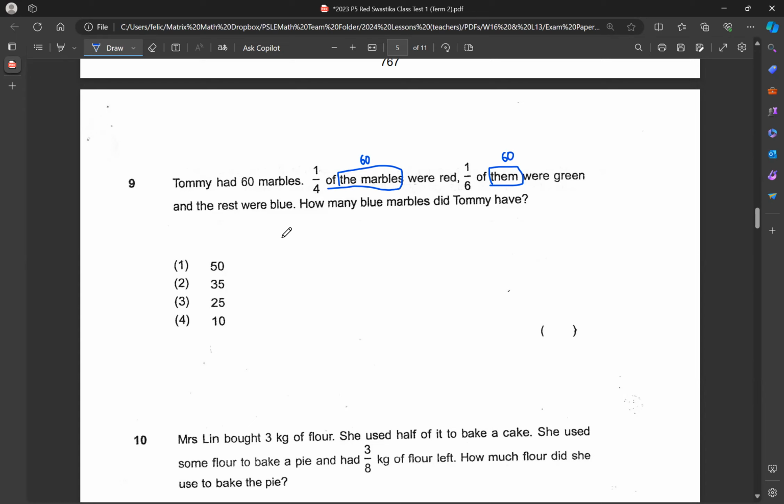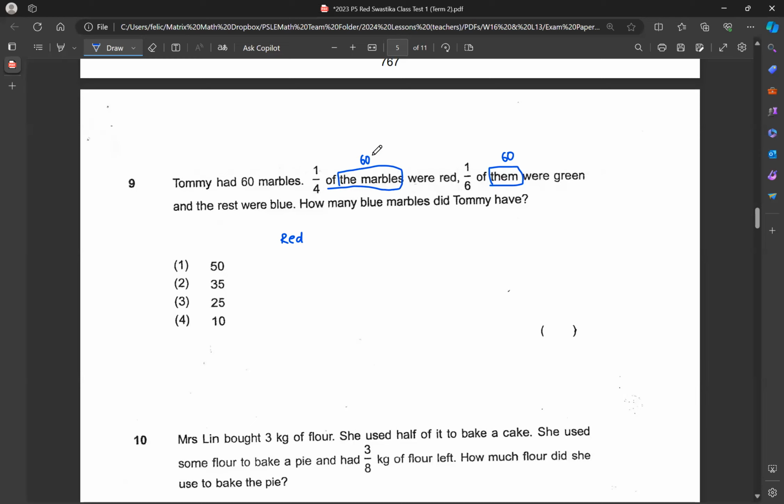Okay, so I'm just going to work out the number of red marbles. If you ask me, do I need to draw a model for this? No need. Because if I draw a model for this, that means your common denominator for 4 and 6 will be 12 units, which is a little bit troublesome. But of course, if you do it that way, it's fine also. So today we are going to learn it another way.